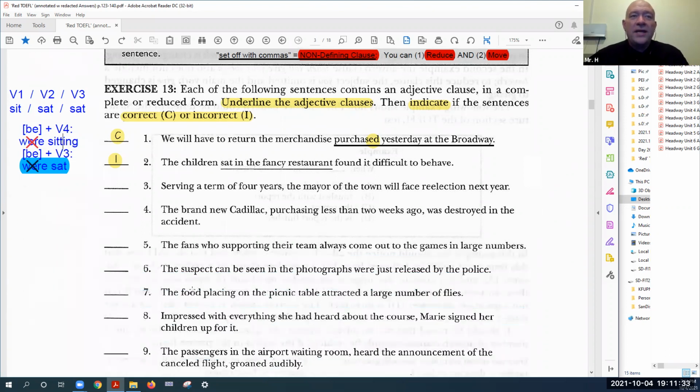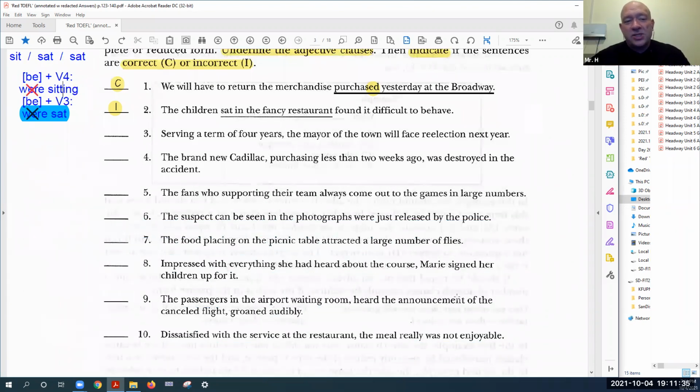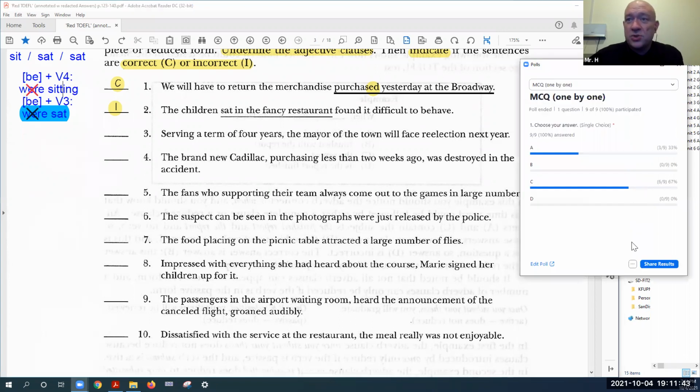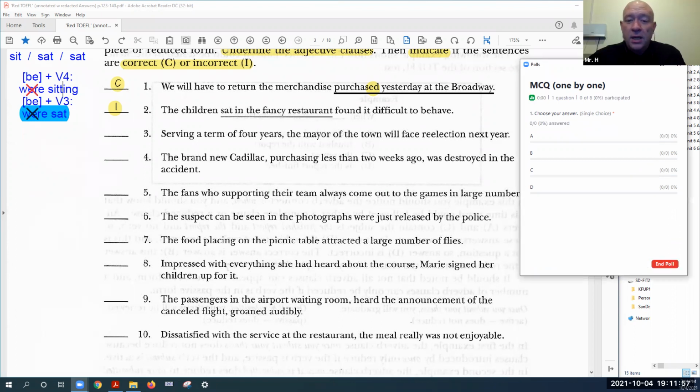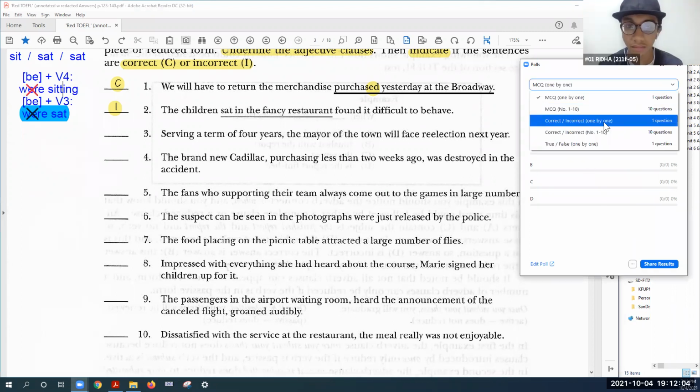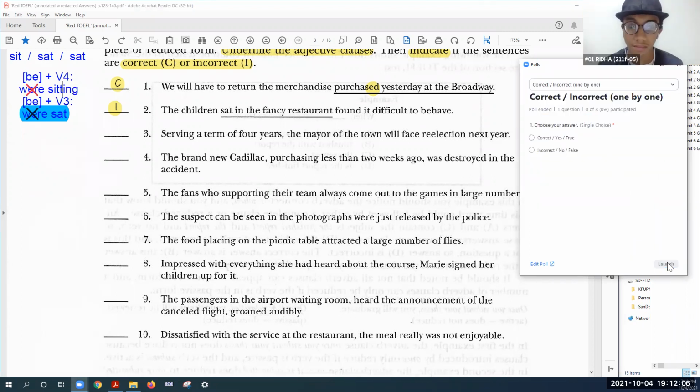All right. Are you ready? Let's get started. Let's do this exercise as quickly as we can. Okay. I know it's time to pray. Let's try and do this exercise as quickly as we can. Correct or incorrect? Here we go. Yes, Rida. It's correct. Go ahead and show me your answers. Oh, I'm sorry, wrong poll. Hold on. I've got to put up the correct or incorrect one. Correct, incorrect. Go ahead, do it now.